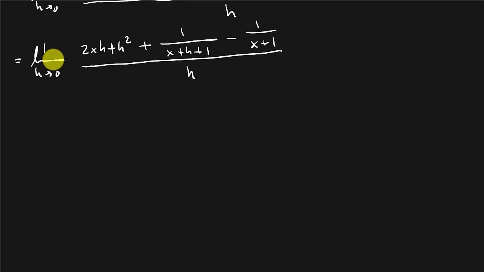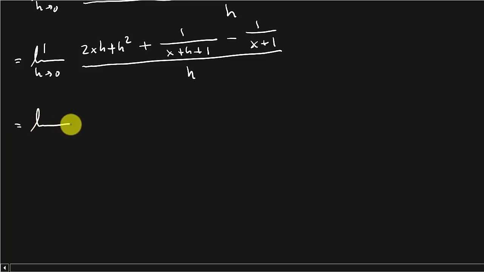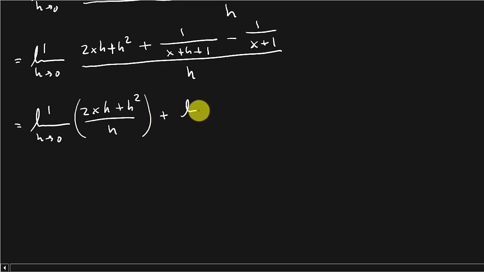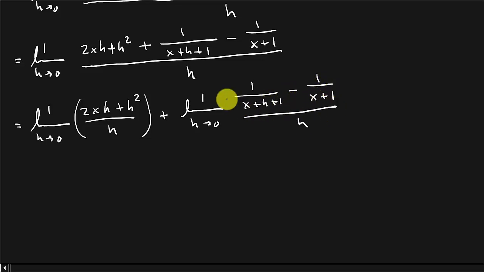And I think what I'm going to do to split this thing up is I'm going to do the limit as h goes to 0 of 2xh plus h squared over h, plus the limit as h goes to 0 of 1 over x plus h plus 1 minus 1 over x plus 1, and all that over h. So I think I'm going to split it up like this, into two separate problems. And so this one right here, this one's easy. We can just factor an h out and we're ready to go.